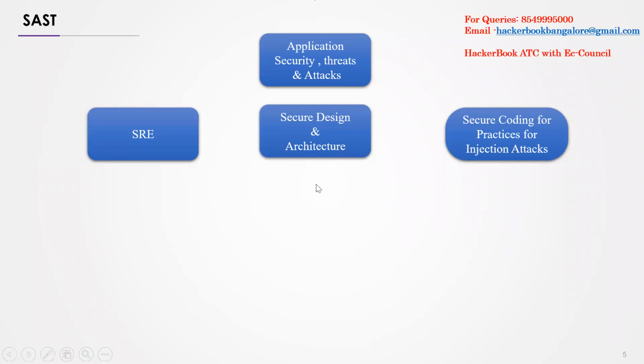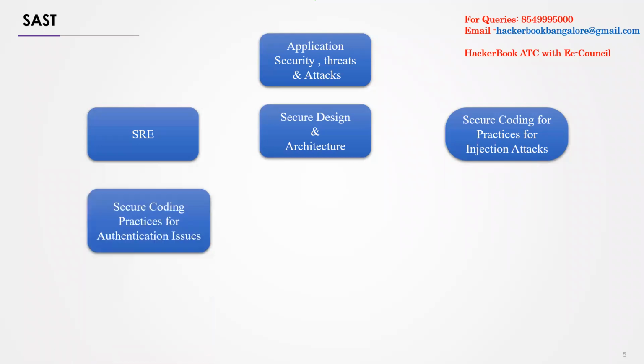Okay, this is the fourth chapter which we are going to cover, secure coding practices for injection attacks. The next one is secure coding practices for authentication issues. Can anyone tell me one example of an authentication issue which can be prevented with best secure coding practices? I know we are not into the course yet, but in case you can answer this based on the knowledge you have gained in the test, that will be great. Anyone? No?